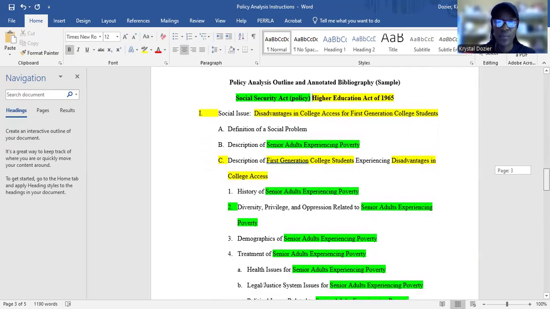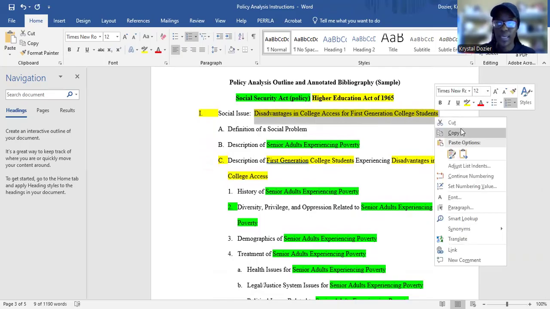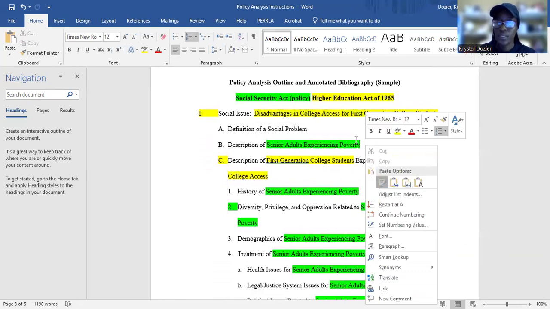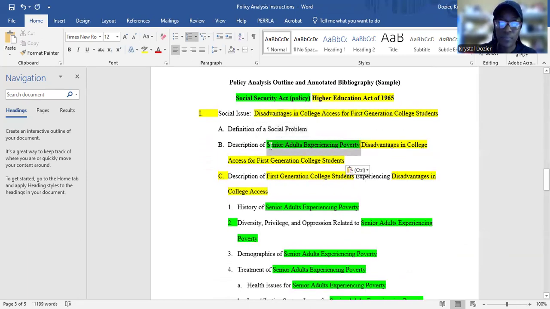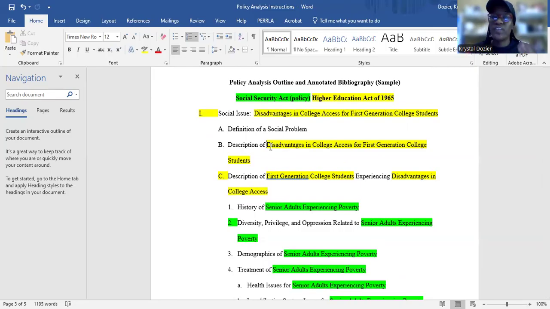So let's see another one. Description of senior adults experiencing poverty. I'm going to take my yellow. And what's going to happen? Now you paste it. And now for me, it is description of, and again, this is where we may have to fix some language. Description of the disadvantages in college access for first generation college students, right? So it may not be the exact thing as what the outline is, but you go in and change it so that it makes sense.